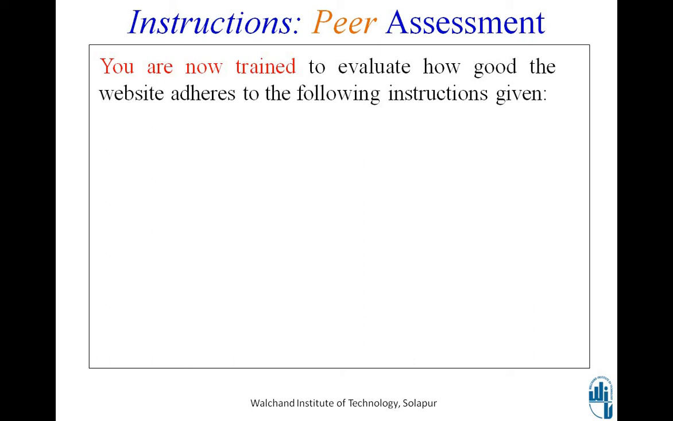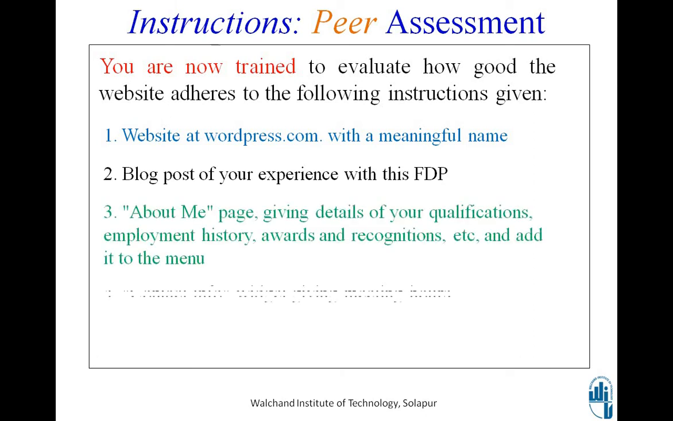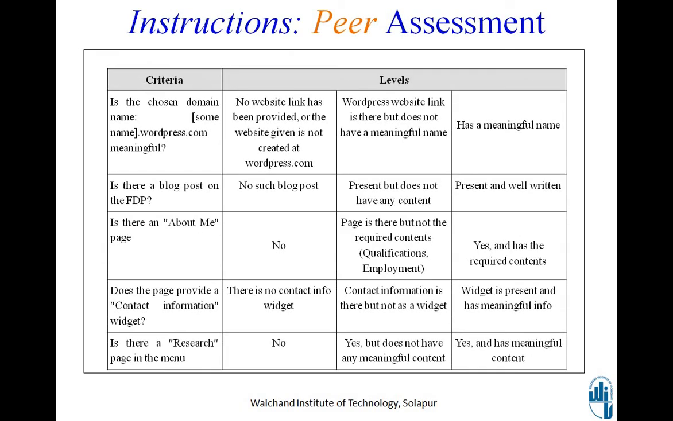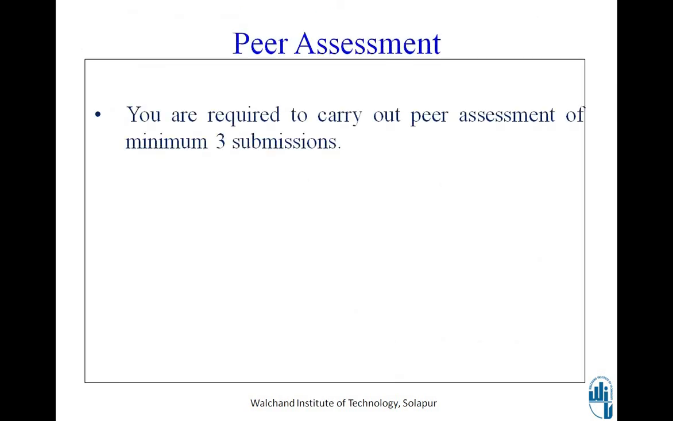Instructions for peer assessment. Now you know what the rubric is, what the criteria of assessment are, and now you are trained to evaluate how well the website adheres to the instructions given. All the 5 criteria are the same. The rubric is the same. Accordingly, you need to evaluate. You need to carry out the assessment for a minimum of 3 submissions. At the end, you need to provide overall feedback for every peer submission.